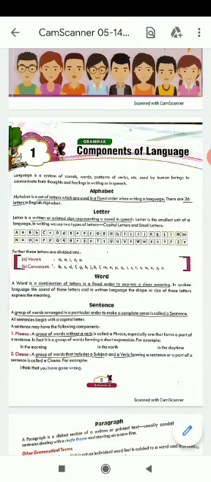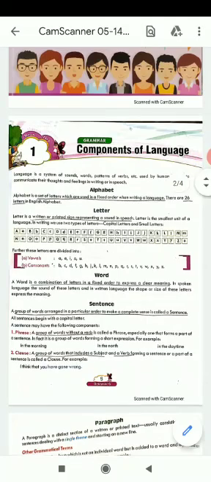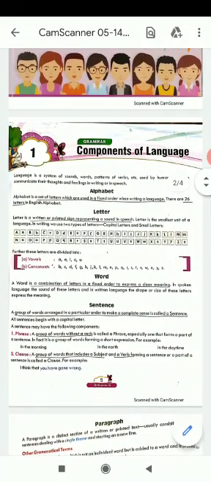Now, what's a letter? Letter is a written or printed sign which is used in speech. Letter is the smallest unit of a language. So, there are capital letters as well as small letters. And you know very well there are vowels. Which are the 5 vowels? A, E, I, O, U. And all the other 21 letters apart from these vowels are called consonants.